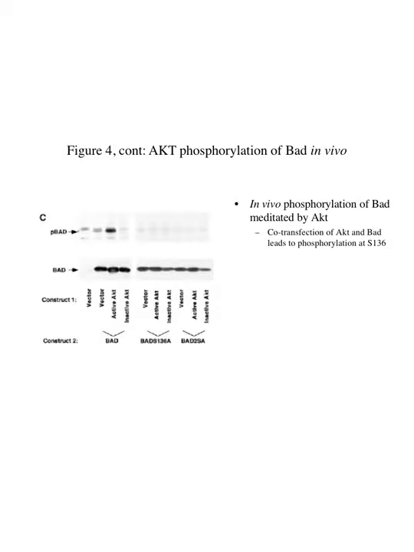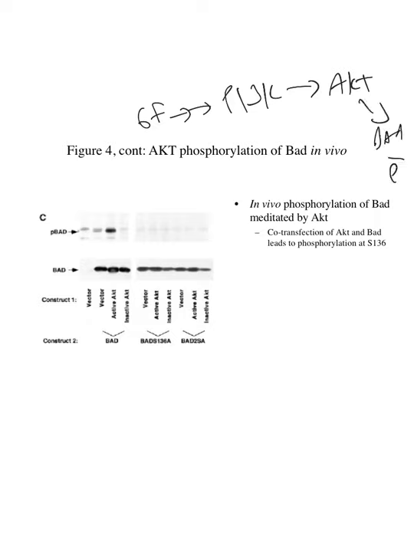Now that we've established this relationship that PI3 kinase is upstream of AKT in the growth factor pathway that leads to bad phosphorylation, we're going to further explore this relationship. And we're going to see whether or not phosphorylation of bad occurs at position 136 downstream of AKT in the pathway. So they're zeroing in on the site of phosphorylation, as they've done before, and really convincing us that AKT is what's phosphorylating bad at that position.